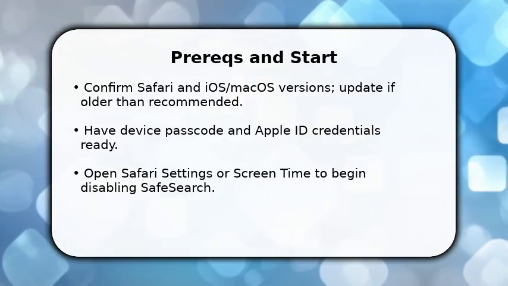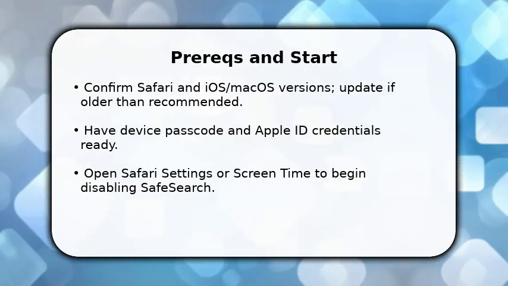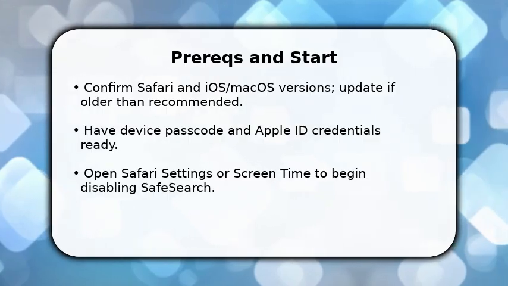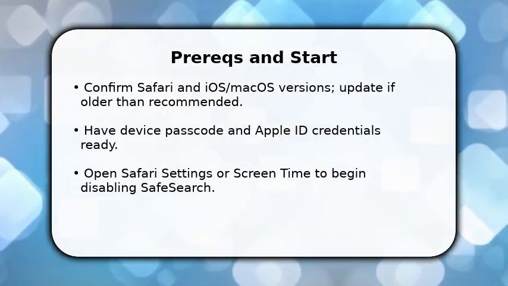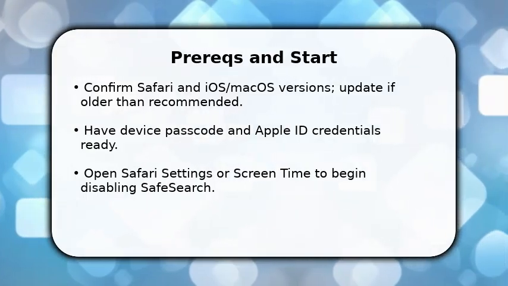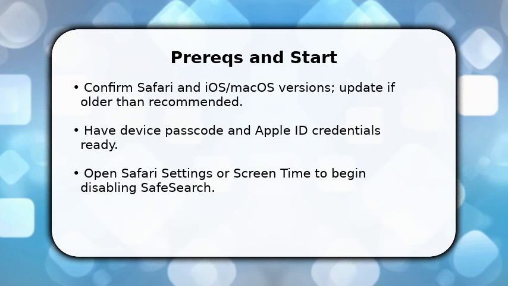Open Settings on iPhone or System Preferences on Mac, then tap Safari or Screen Time respectively. This first move takes you directly to where SafeSearch and content restrictions live. You're doing the initial unlock and navigation, so the deeper changes are available next.